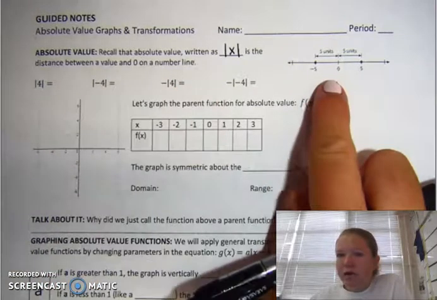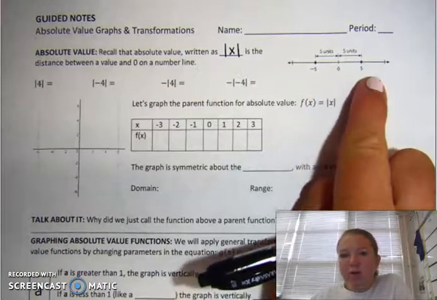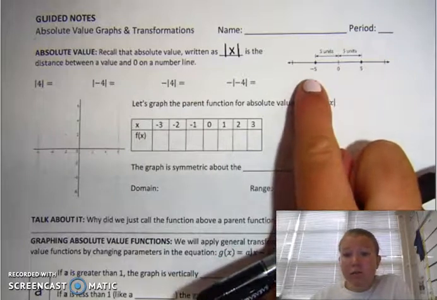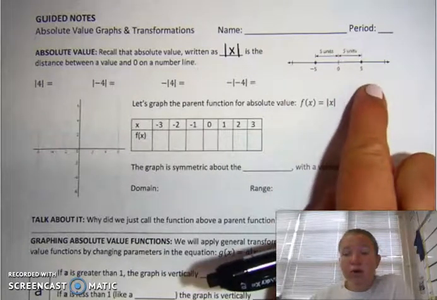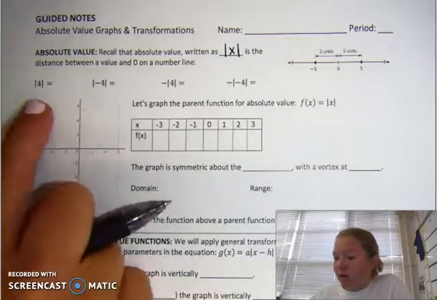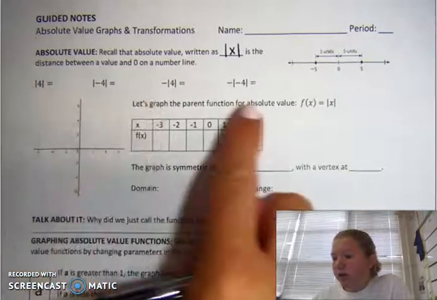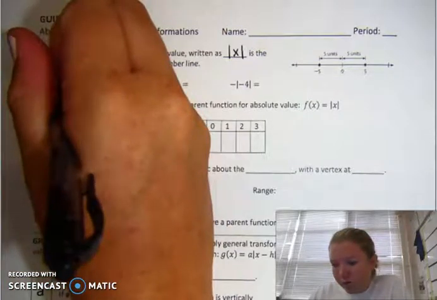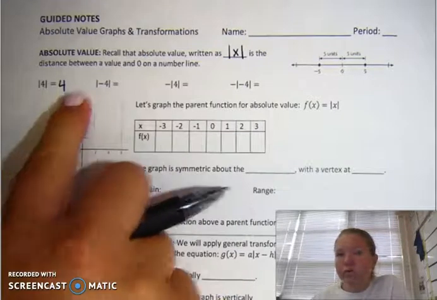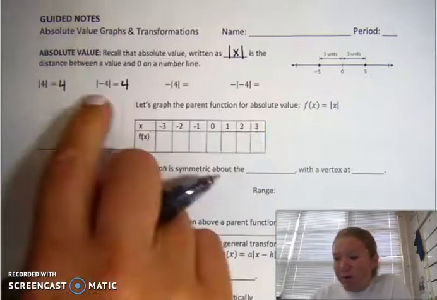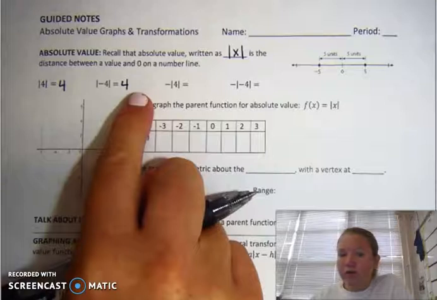So here an example is shown of 5 units to the right of 0 and 5 units to the left of 0. So both of those values are an absolute value of 5 from 0. So just to recall how this works, absolute value of 4 is 4 because 4 is 4 units from 0. Absolute value of negative 4 is 4 because negative 4 is 4 units from 0.